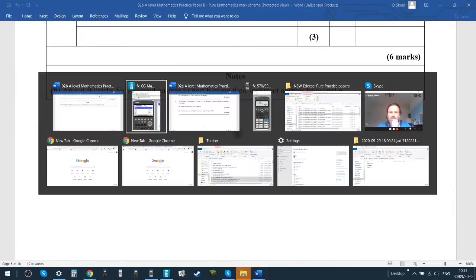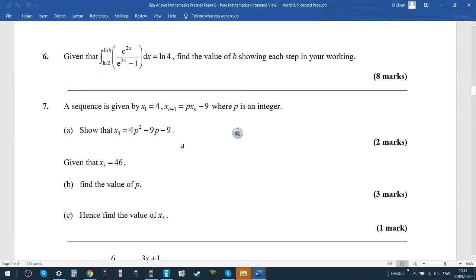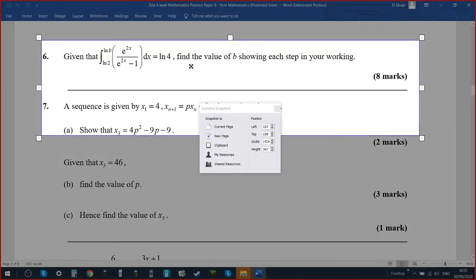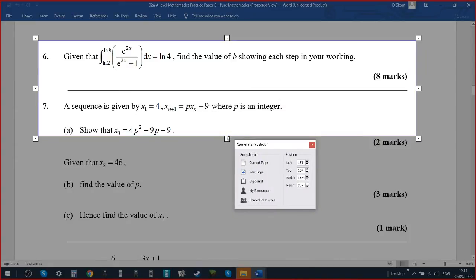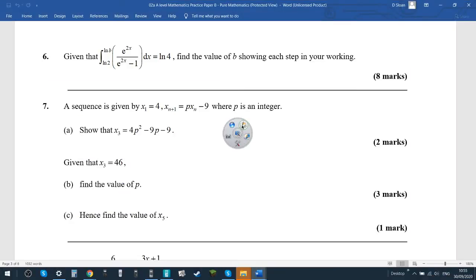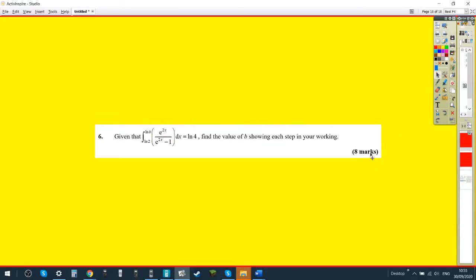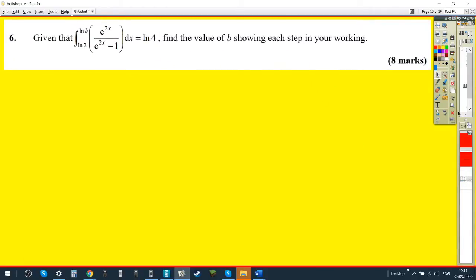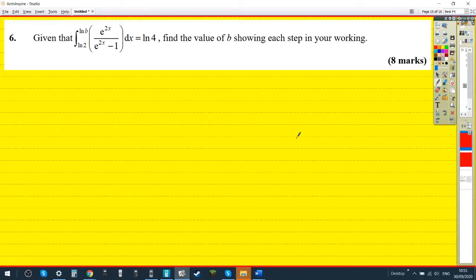What year is this test for? I don't know. Okay, let's try this one. So it's an 8 marker. I think with this one I need to integrate. I need to first of all integrate. So should I first of all do e to the power of 2x times e to the power of 2x minus 1 to the power of -1?